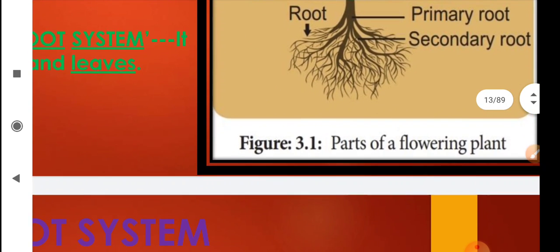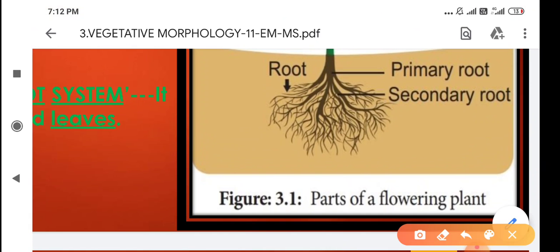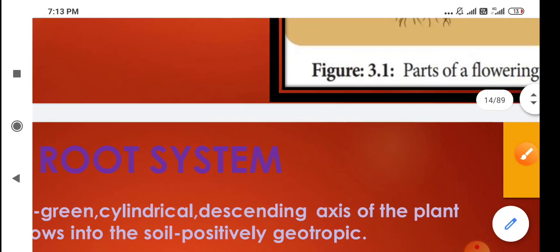Let's move to the root system. The root system has an absence of chlorophyll, and an absence of nodes and internode regions. It is negatively phototropic and positively geotropic. It is cylindrical in shape. The first root that arises from the main root is called the primary root. From the radicle the root will develop, and from the plumule the shoot will develop. From the primary root the secondary root will arise.